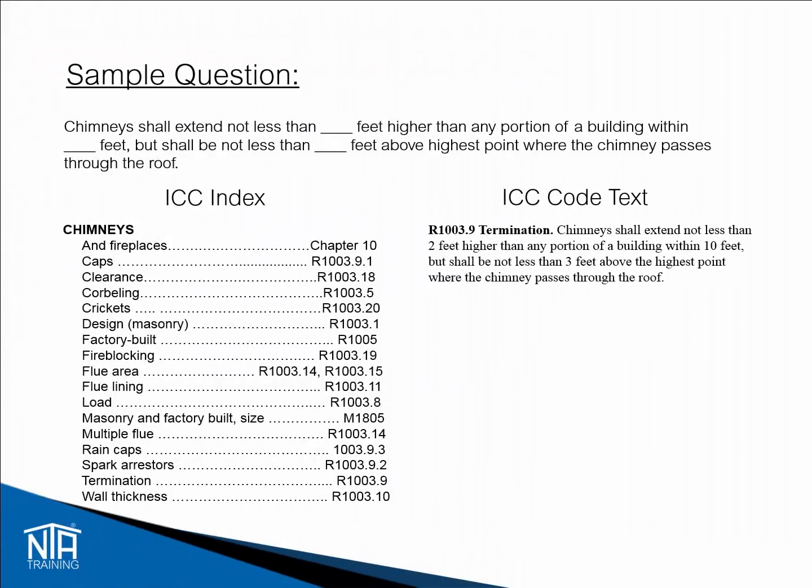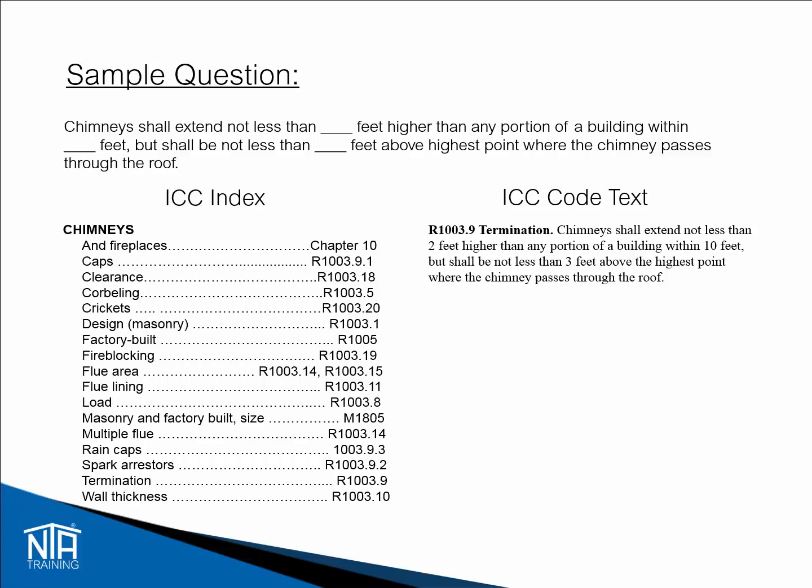Chimneys shall extend blank feet higher than any portion of a building within blank feet, but shall not be less than blank feet above highest point where chimney passes through the roof. In this question, you are looking for the required clearances around where a chimney terminates. Start by using the keyword chimney to find the code section in the index. Under chimney, you may see some options that may appear to be the code section you are looking for.